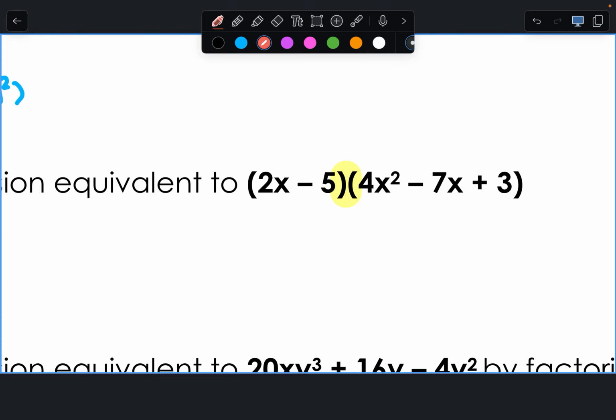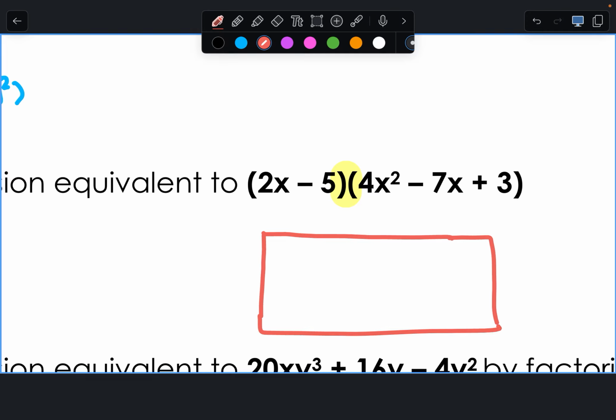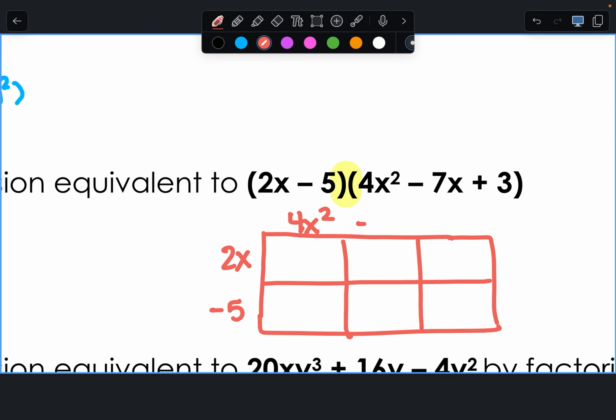Box. You just draw a box. The reason box method is easier with this type of example is because you're multiplying by a trinomial, okay? So it keeps it pretty organized. In double distributive, that one can get messy if you forget where you're at.